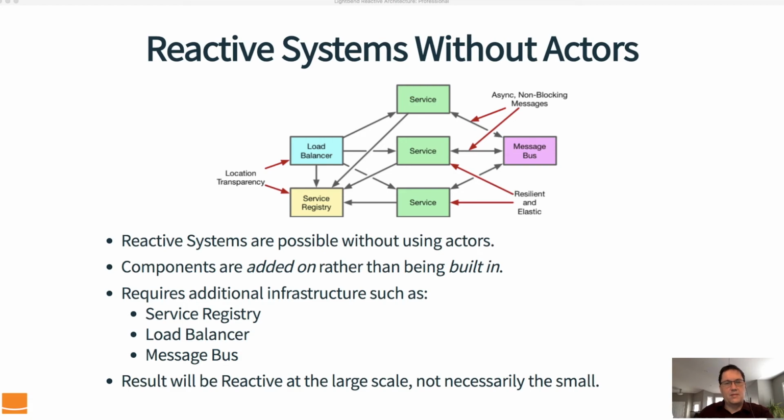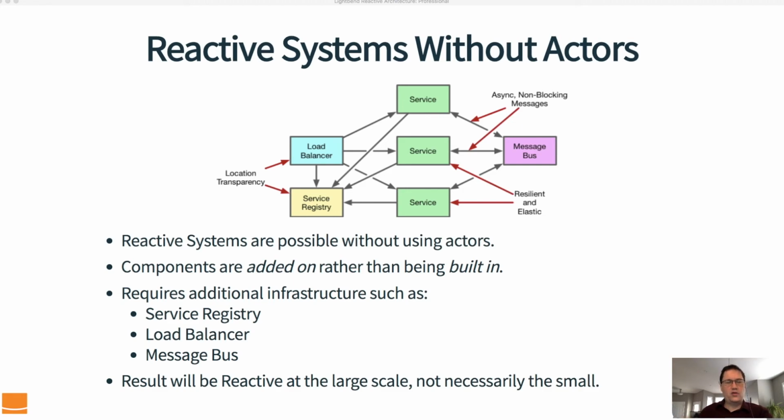We also then add in a message bus. This gives us the ability to communicate using asynchronous non-blocking messages. It also gives us some location transparency as well. So we get that through the message bus. The combination of the load balancer and the message bus give us the ability to be resilient and elastic. We can deploy many copies of our service, whether we're scaling up or scaling down. And we can do that across multiple pieces of hardware. So in the event of failure, we can recover from that. So this gives us all of the things that we need. We've got asynchronous non-blocking messages. We are resilient and elastic, and we can use that to build a responsive system. So we have a reactive system.